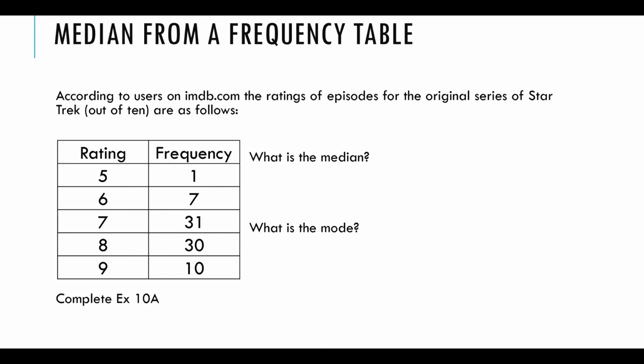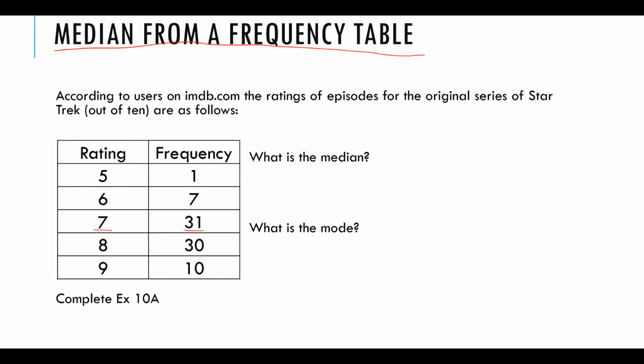The last thing we're doing is the median from a frequency table. Median from a frequency table is a little bit harder than just medians from a list, so that's why I've given it just an extra slide. So I went on imdb.com, the Internet Movie Database, had a look at the ratings of episodes for the original series of Star Trek, and then I rounded those to the nearest whole number. The rating out of 10s come as follows. So there's one episode that was rated a 5, 7 episodes that were rated a 6, 31 episodes were rated a 7, so on and so on.